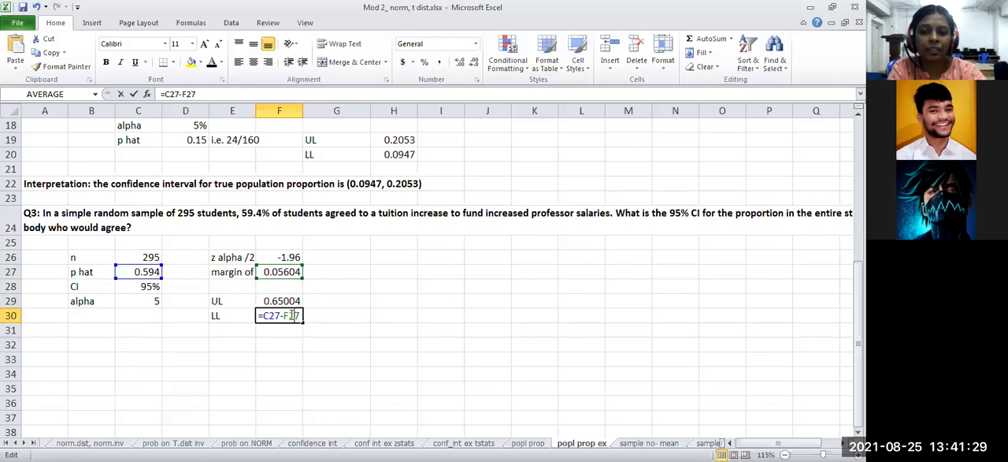Lower limit is p hat minus margin of error. So these should be your values. After this, please write the interpretation as we do always: this is the limit between 53.79% and 65% that the students would agree for increasing their tuition fees such that they can fund the increased professors' salaries. So this is the limit between which the students would agree. So do not forget to write your interpretation.